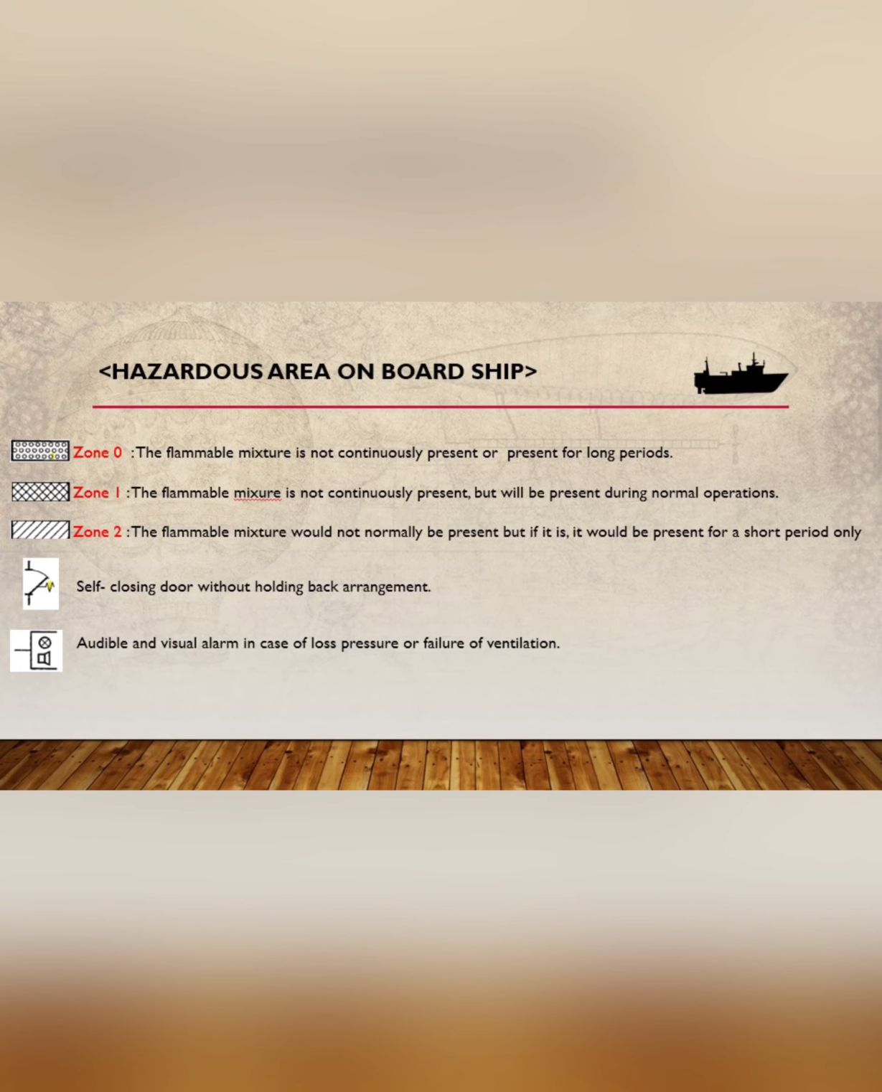Hazardous area on board ship consists of 7 zones actually, but I will show you the 5 zones only. Zone 0 is where the flammable mixture is continuously present or present for long periods. Zone 1 is where the flammable mixture is not continuously present but will be present during normal operation. Zone 2 is where the flammable mixture will not normally be present, but if it is, it will be present for a short period only. The fourth one is the symbol of the safe closing door without holding back arrangement, and the last one is the audible and visual alarm in case of loss of pressure or failure of ventilation.